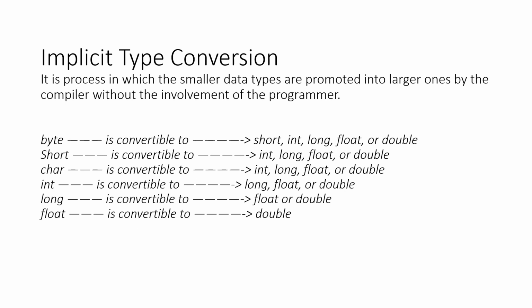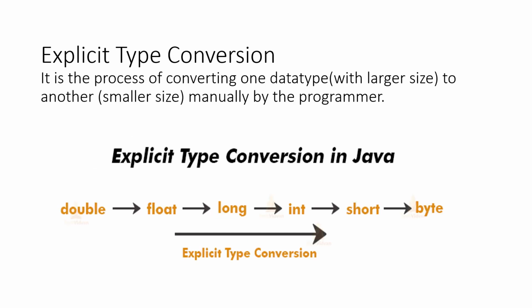Short data type is further convertible to int, long, float and double type. Character data type is convertible to int, long, float or double. Int data type is convertible to long, float or double. Long data type is convertible to float or double, and float data type is convertible to double. So we will see this implicit type conversion with the help of one running example in Java. But before that, we must see what is explicit type conversion also.